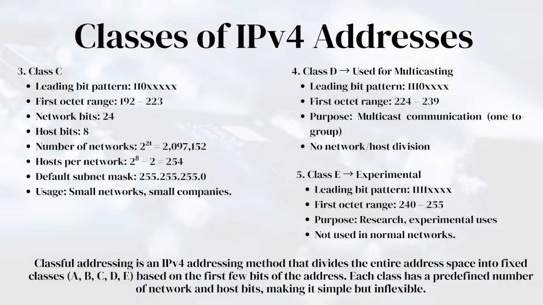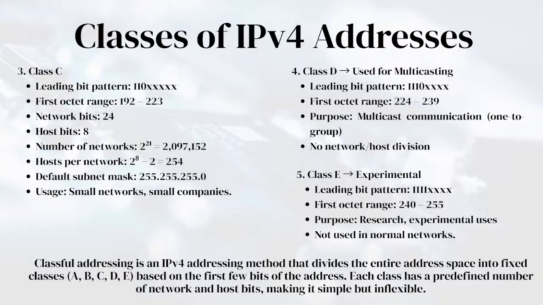When it comes to class C, the leading bit pattern is 110. The octet range is 192 to 223. There are 24 network bits and 8 host bits. The number of networks is 2 raised to 21. Hosts per network is 2 raised to 8 minus 2. The subnet mask used is 255.255.255.0, which is usually used for small networks or small companies.